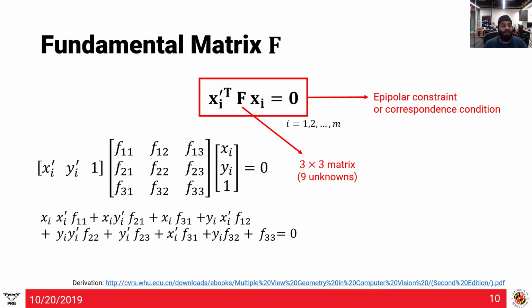So my fundamental matrix, as we discussed, is a 3x3 matrix, which has 9 unknowns. So I can write that x dash, y dash, 1 times my fundamental matrix with 9 unknowns times x i, y i, 1 must be 0. So if I expand this, I'll get something like this, right? If you want to read about how this is derived, you can go through this link. I'll put this link in the description below as well.